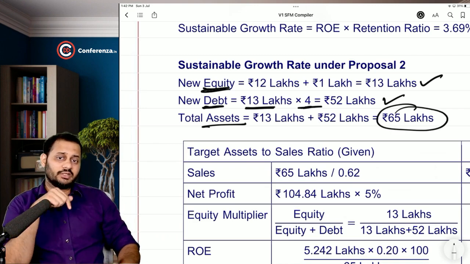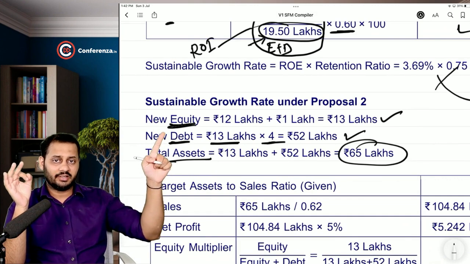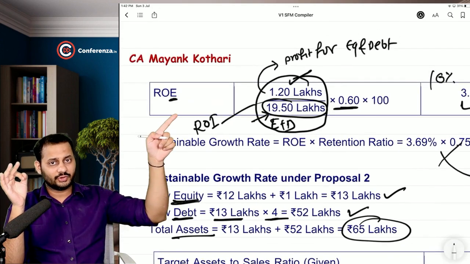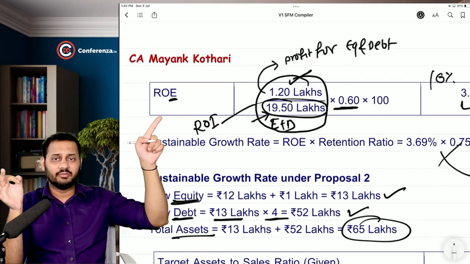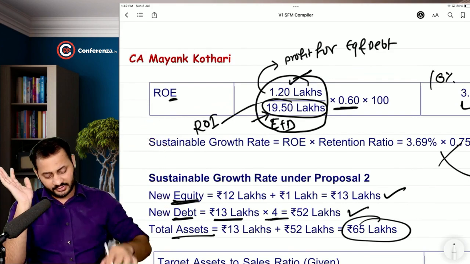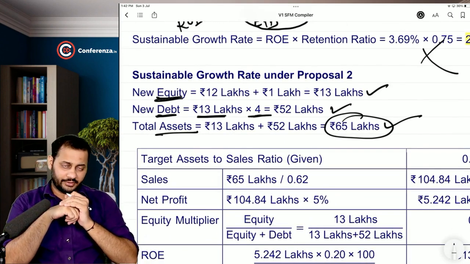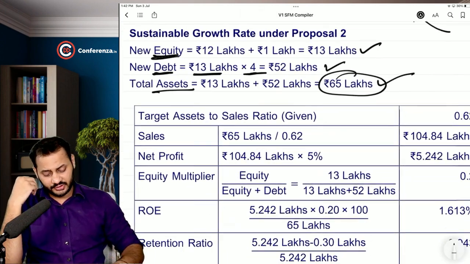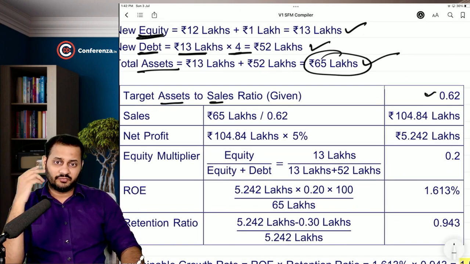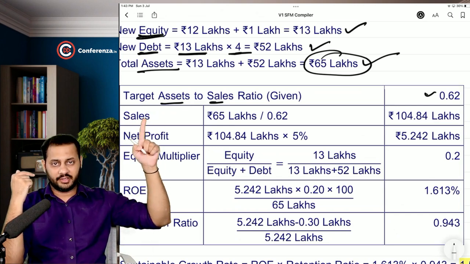In proposal number 2, it is very clear that the total of equity and debt is being treated as total assets. Here 19.5 lakh was total assets. That means I can confidently say that they are taking equity and debt in the denominator. So 65 lakhs becomes the total assets. In this part, the target assets to sales ratio is 0.62. If you go with that assets, the sales figure will be different.